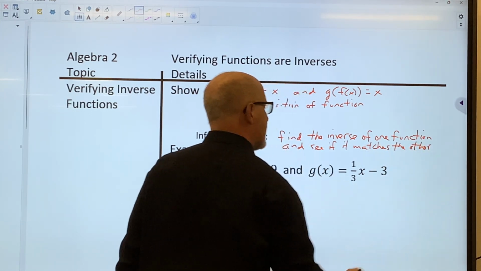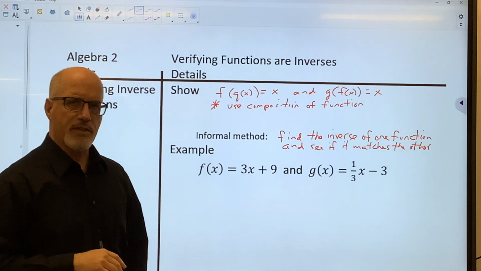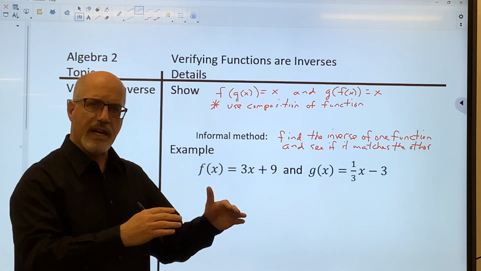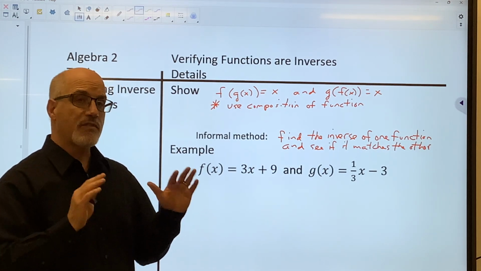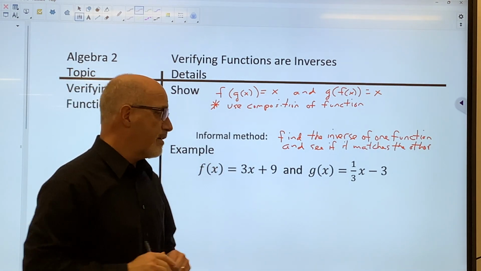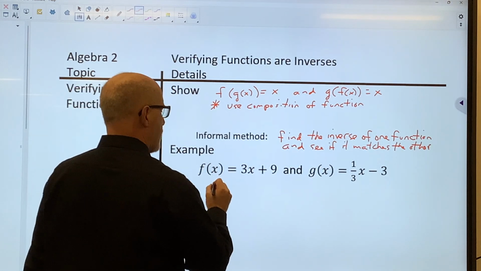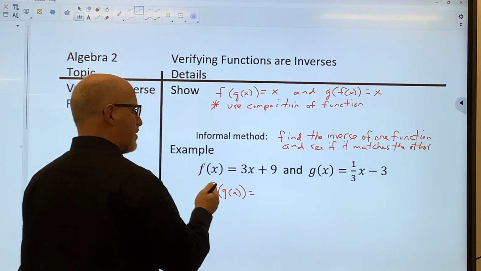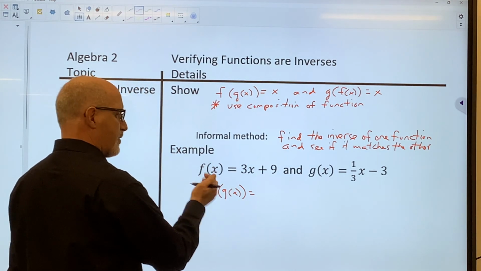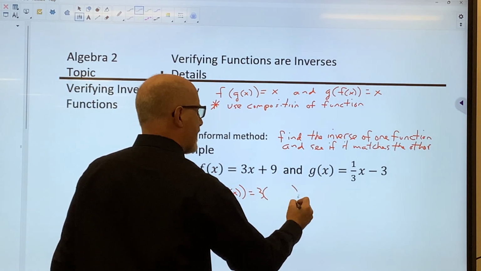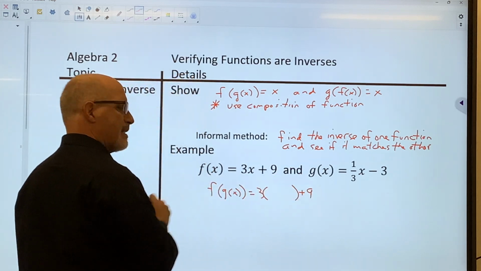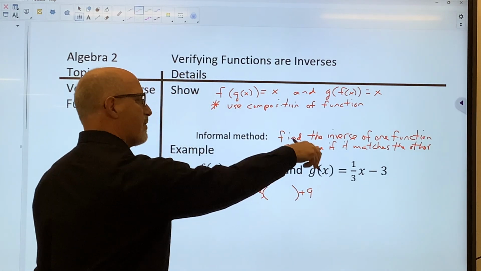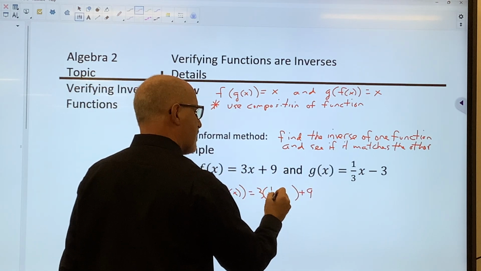So let's go ahead and we're going to use the formal method for this one, okay? So the formal method is we're going to do both f of g of x and g of f of x. You have to do both and then see if that equals x. So let's start with f of g of x. Remember composition functions for f of g of x. You take the first function, where there's an x, you put a parentheses, because that's the input spot. And in that slot, we're going to put the other function. So we're going to put this function here.